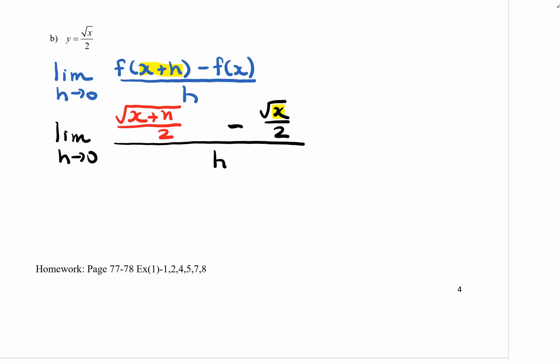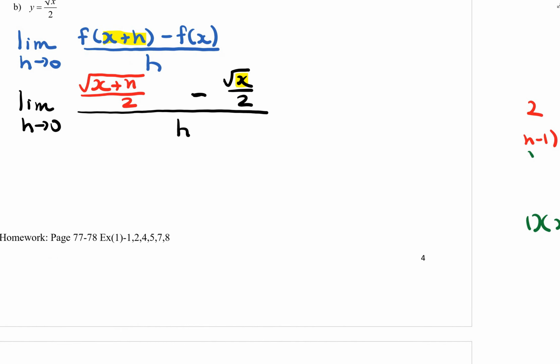Okay, so now this is looking like a question that you may have seen in the limits chapter here. It's really just more algebra, and maybe we'll have to use a conjugate step here. Let me erase this and just write it out a little bit bigger here. So square root of x plus h divided by 2.